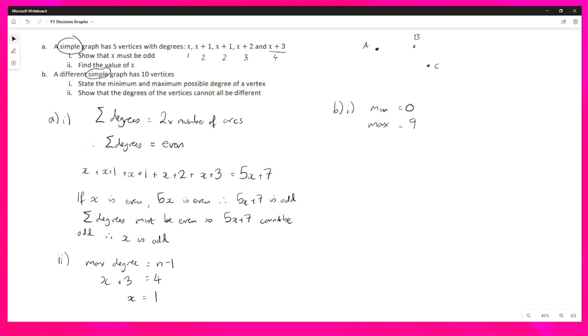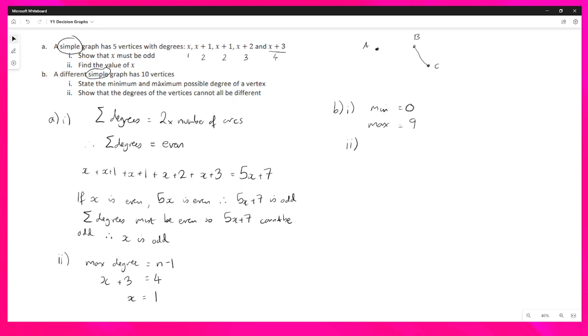And something that looks like this, and then obviously more vertices there. This is still a graph, it's just not a particularly interesting one. Now the reason here we know x can't be 0 for this example is x must be odd. We've already proved that. 0 is an even number. So show that the degrees of the vertices cannot all be different in this case.